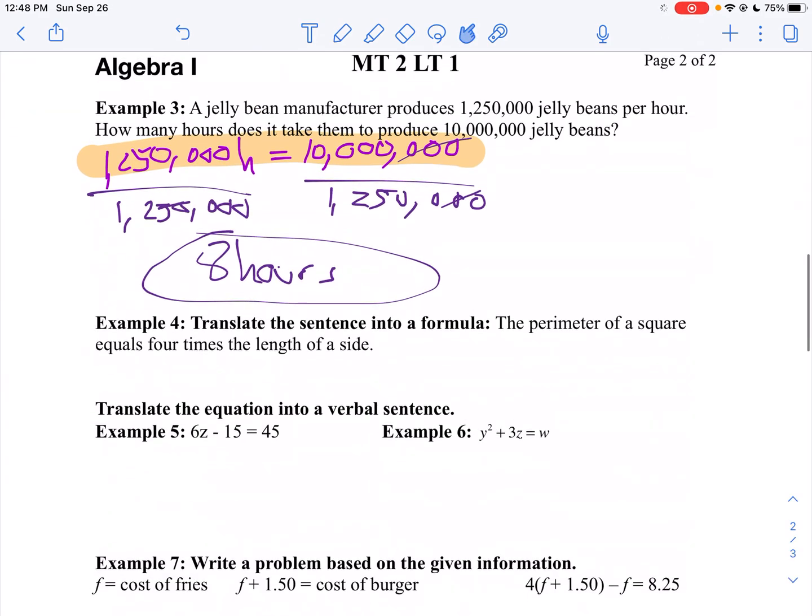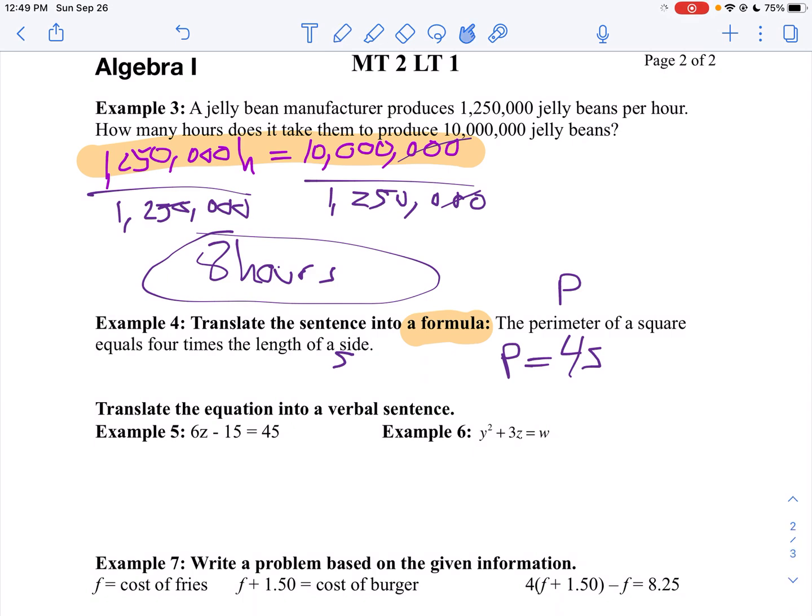Let's move on to example 4 here. I'm going to translate a sentence into a formula. A formula is nothing more than an equation where each letter stands for something. So in other words, in this example, the perimeter of a square is equal to 4 times the length of a side. Well, I'm going to use P for perimeter, and I think I'll use S for side. So we're going to say the perimeter equals 4 times the length of the side. So we'll say 4S, and that's what you do.